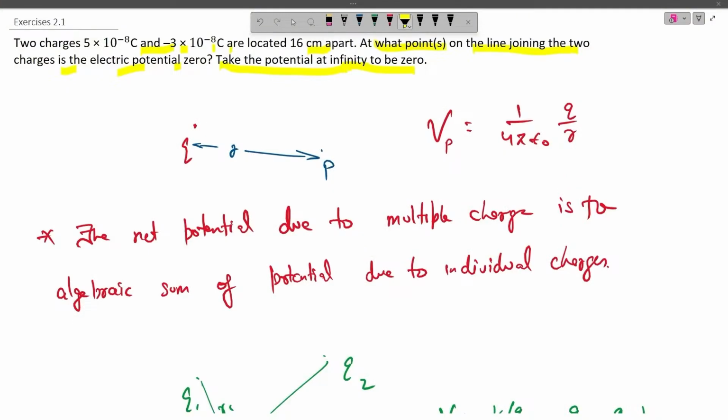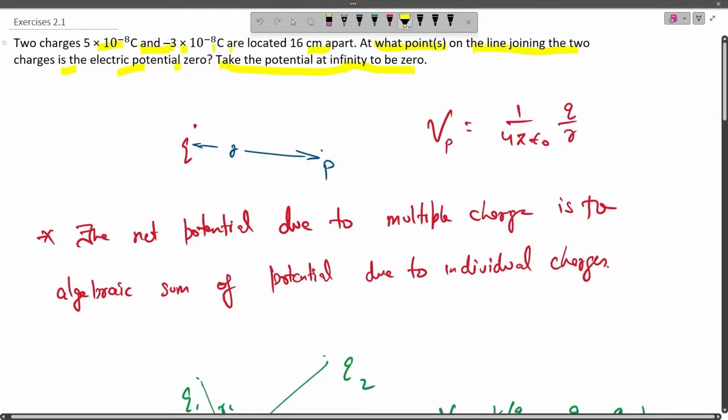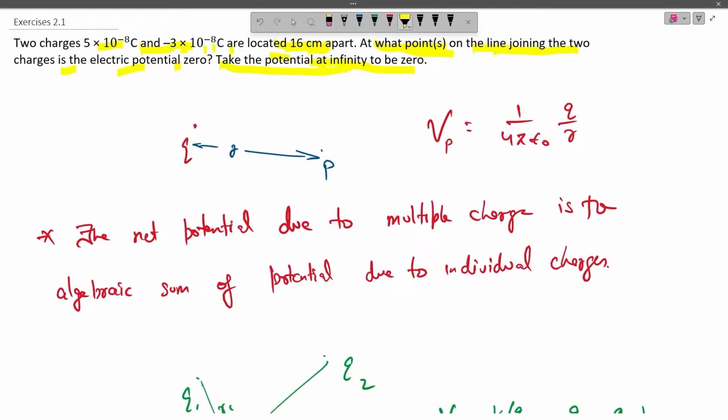The question says that two charges, 5 × 10^-8 coulomb and -3 × 10^-8 coulomb, are located 16 centimeters apart. At what points on the line joining the two charges is the electric potential 0? Take the potential at infinity to be 0.